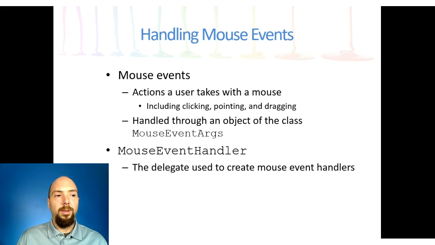Alright, so we have mouse events, and we can do things like if you click on something, move the mouse, or drag something, and these all fall under an object called mouse event arg. The mouse event handler is built in and will actually handle all these different events that can occur with the mouse. We don't have to write the code for it, we just simply let the system do it.